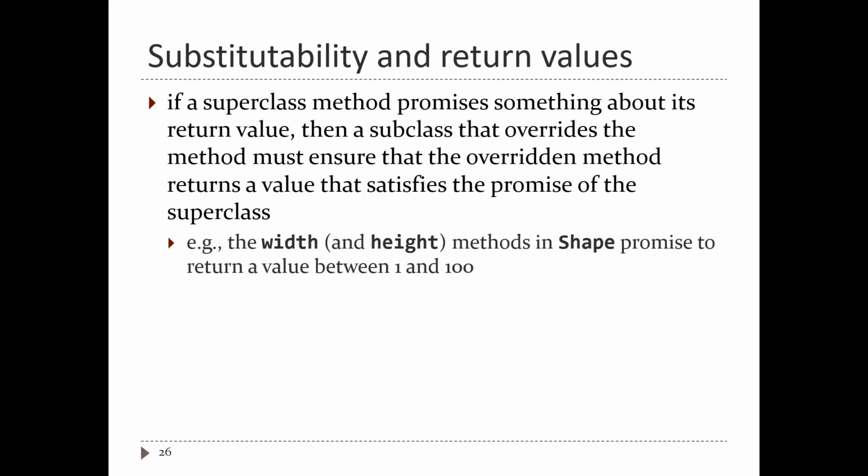Now, methods can also promise something about what values they return. So methods also have postconditions. If a superclass method promises something about a return value, then the subclass that overrides the method must ensure that the overridden method returns a value that satisfies the promise of the superclass. As an example, the width method in shape promises to return a value between 1 and 100.